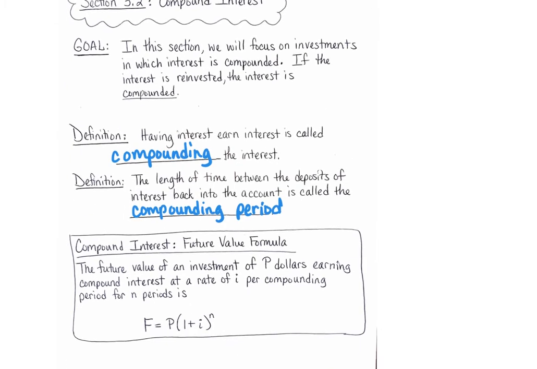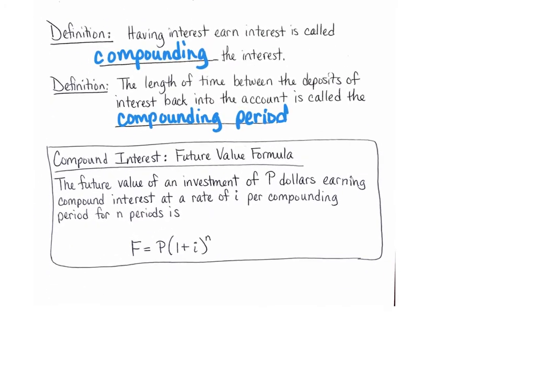Now let's identify the compound interest formula. This is the compound interest future value formula. The future value of an investment of P dollars earning compound interest at a rate of I per compounding period for N periods is given by F equals P times the quantity 1 plus I raised to the nth power. This is compound interest whenever you're looking for the future value. You should star that. You have to remember it.